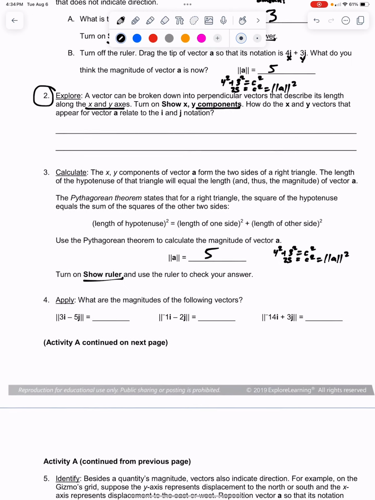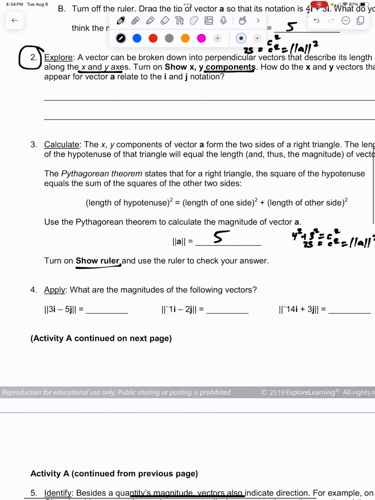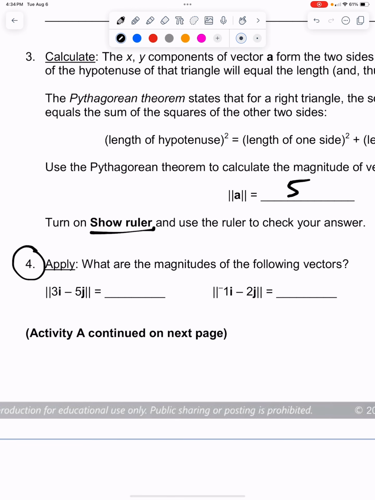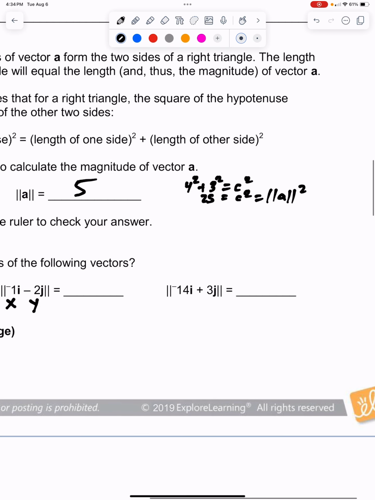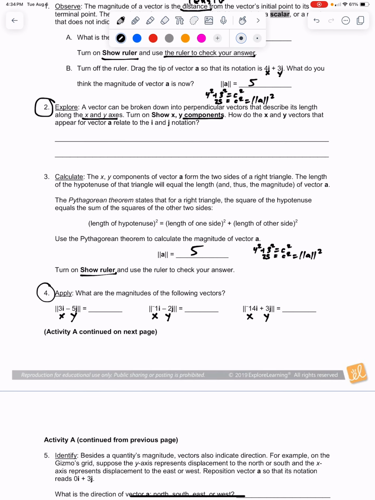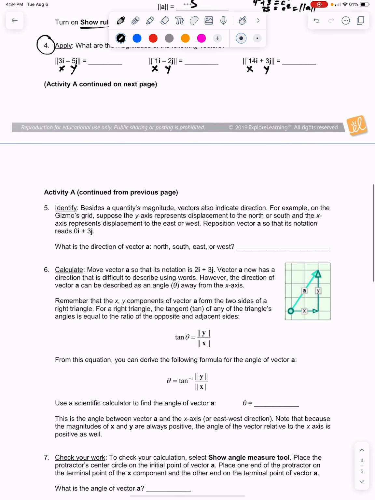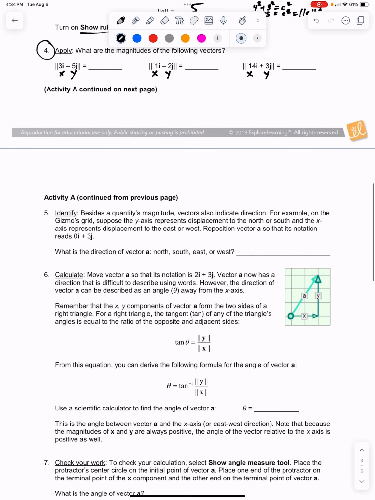Okay, now I want you to try and find the magnitude of these. You're going to work part 4 on your own. So 3i minus 5j, that means 3 in the x direction, negative 5 in the y direction. This means negative 1 in the x direction, negative 2 in the y direction. This means set your vector at negative 14 in the x direction and 3 in the y direction. Okay, go ahead and pause the video, try part 4 yourself.